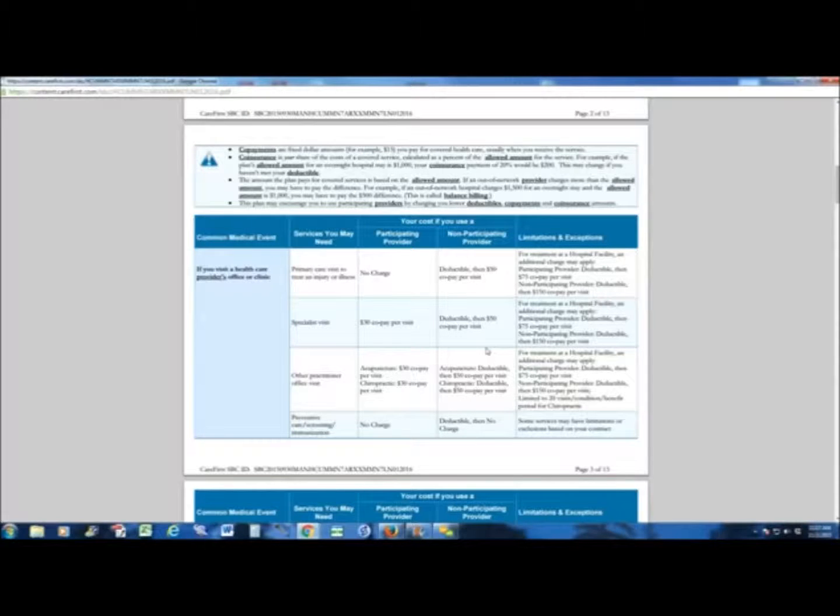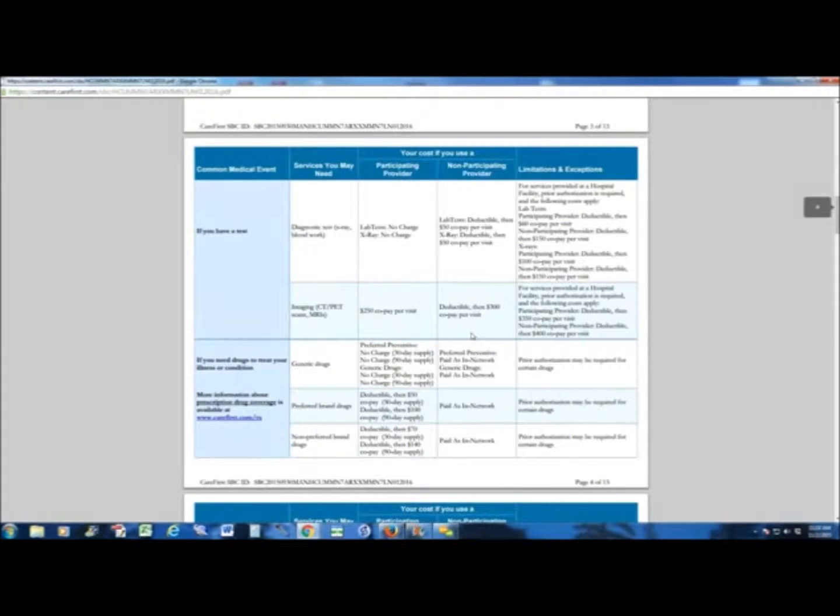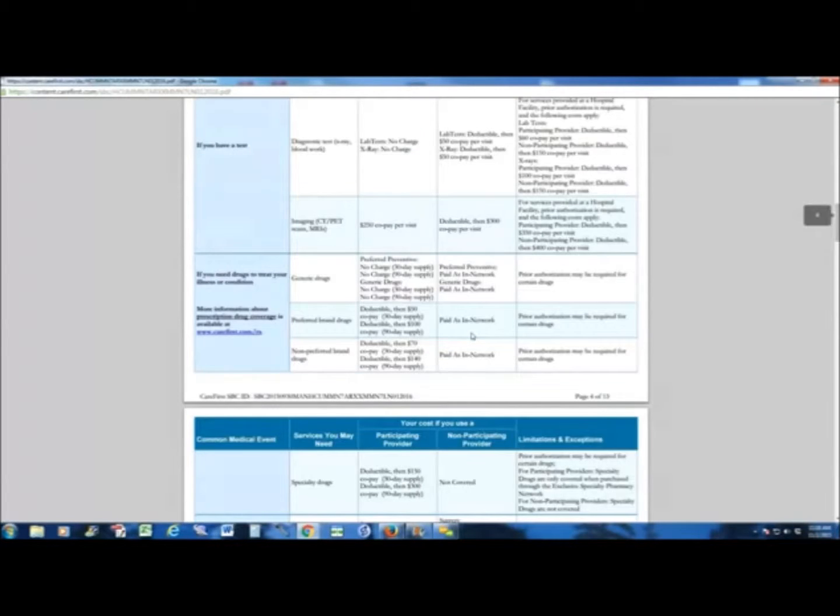The plan also has some coverages for chiropractic and acupuncture, which is $30 copay per visit. Your preventative screenings, which could be mammograms and things like that, are no charge. Be sure when you go to the doctor's office that they actually write it up correctly so you don't have to pay your copay or get billed with it. For blood work and x-rays, there's no charge with this plan, so you walk in, get your blood test done, you're good to go. For MRIs, it's $250 per visit, essentially per MRI, if you're only going to get one MRI a visit.